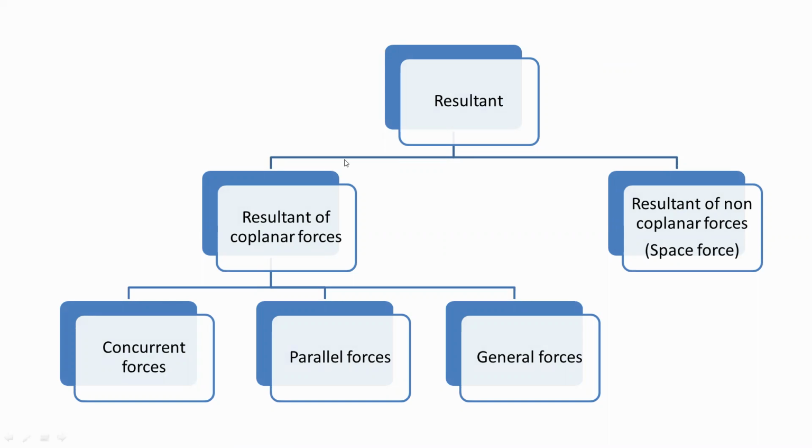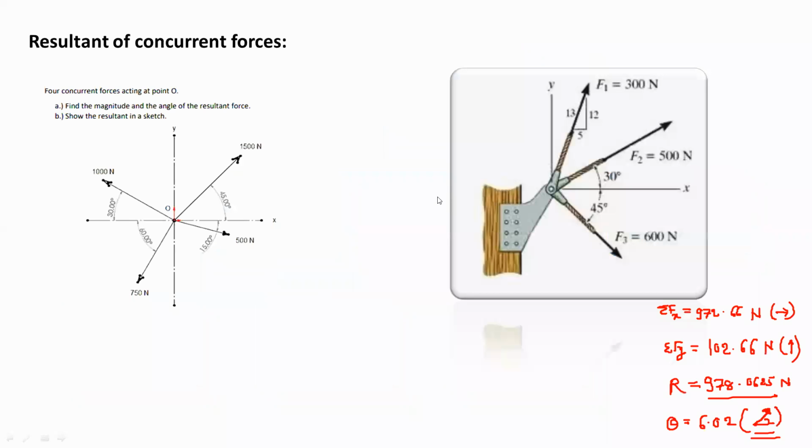So resultant means simply it is a net force acting on the system. Then we started with the resultant of the coplanar force system, and in the coplanar force system, we started with the resultant of the concurrent force system. So now we are discussing the resultant of the concurrent force system. In the last lecture, we completed one problem on the resultant. So this is the first problem, and one problem was given as homework. Did anyone solve this problem? If you have solved this problem, then you can check the answer.